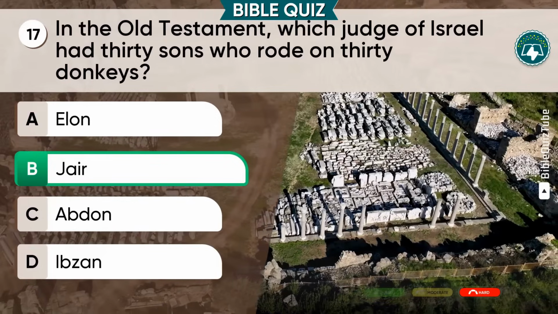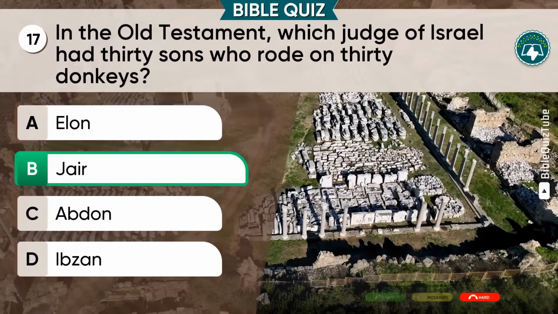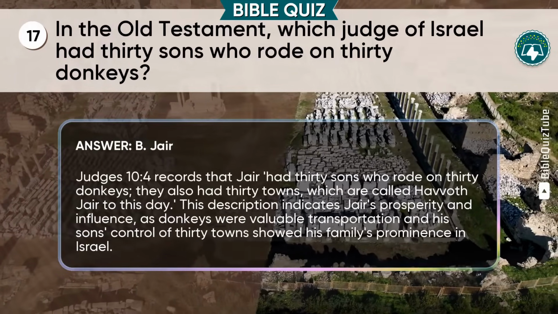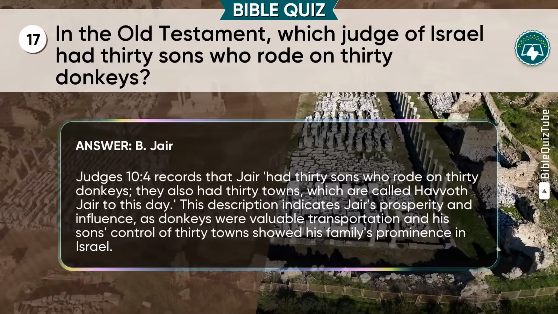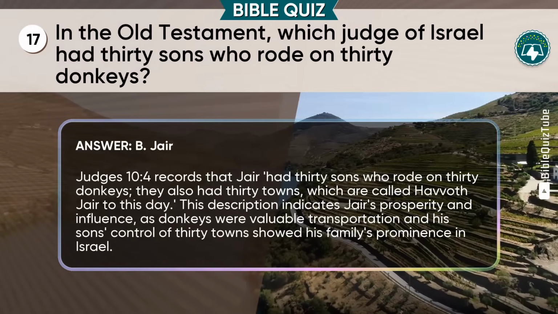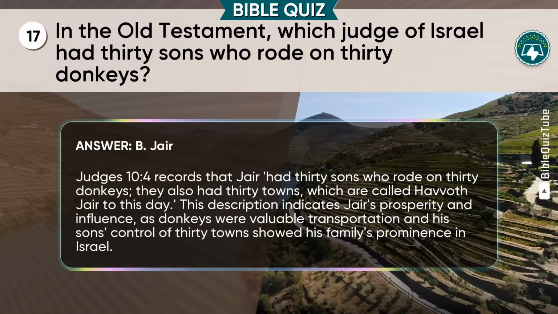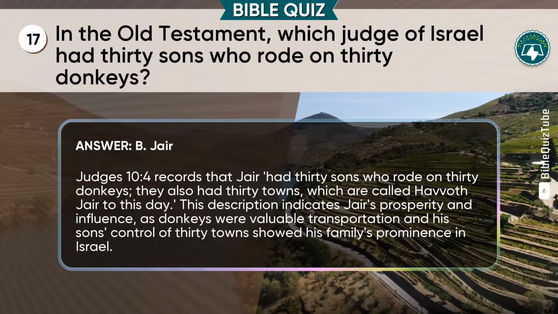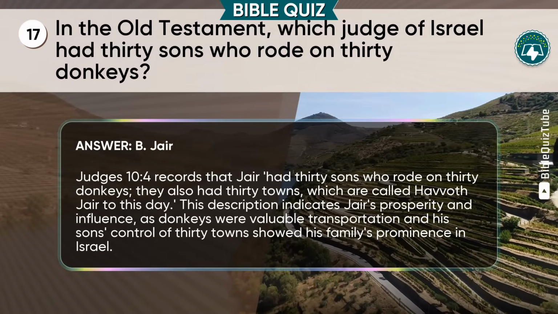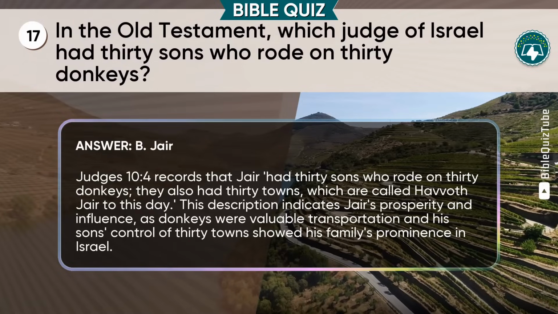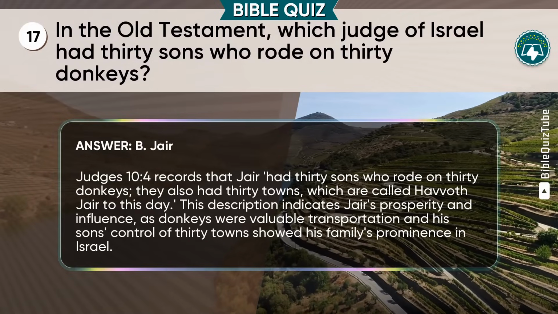You're on track. B. Jair is correct. The explanation. Judges chapter 10 verse 4 records that Jair had 30 sons who rode on 30 donkeys. They also had 30 towns, which are called Havoth Jair to this day. This description indicates Jair's prosperity and influence, as donkeys were valuable transportation, and his sons' control of 30 towns showed his family's prominence in Israel.